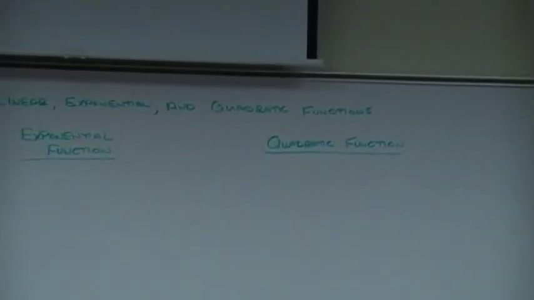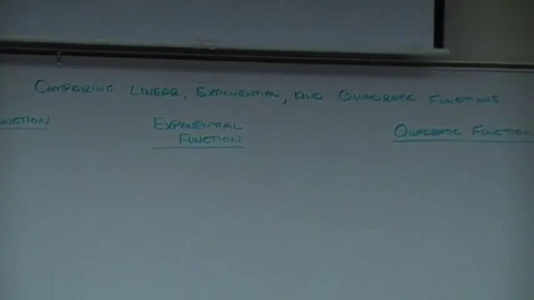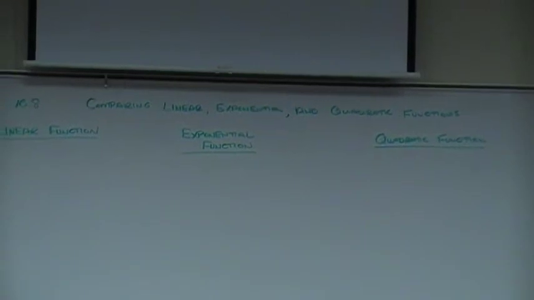What I'm going to do is break down each one of the functions, see what we remember from each of them, and then we're going to be able to look at a graph and tell what type of function we have. And then we're going to be able to look at a table and identify what type of function we have, and then be able to write that function in whatever form we're talking about.